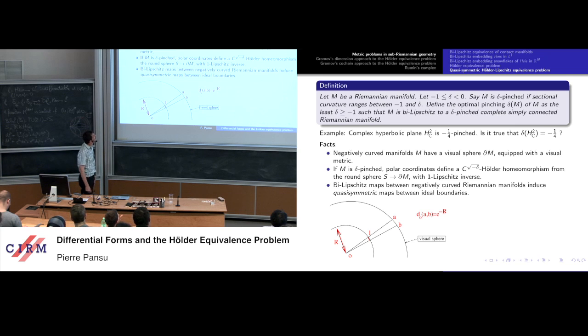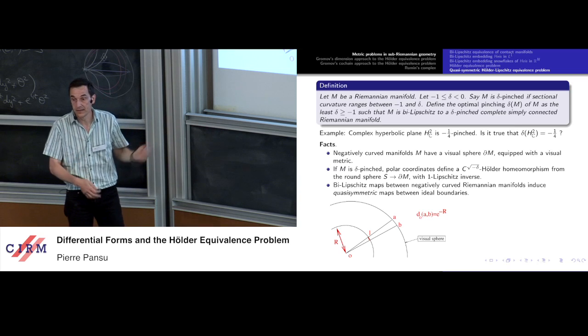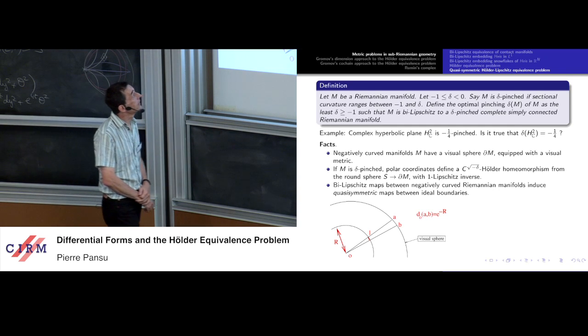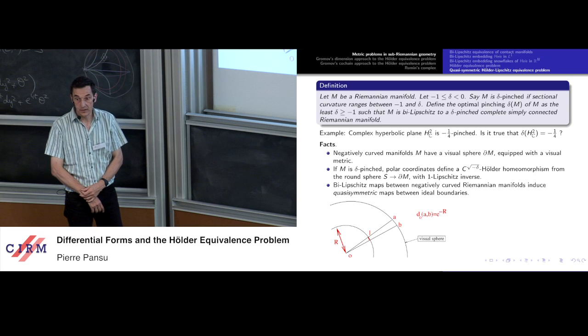Now, imagine that if that manifold is close to hyperbolic space, then that metric on the sphere should be close to what you see in hyperbolic space. But in hyperbolic space, the visual metric is simply the usual round metric on the round sphere. And indeed, pinching of curvature controls the Hölder exponent of the obvious map between these visual spheres, between the skies, the real hyperbolic sky and the sky in this space of variable curvature. Right. And the inverse map, again, is one Lipschitz.